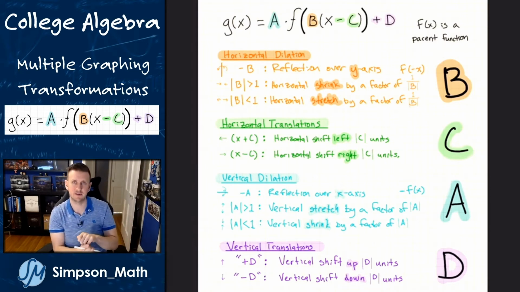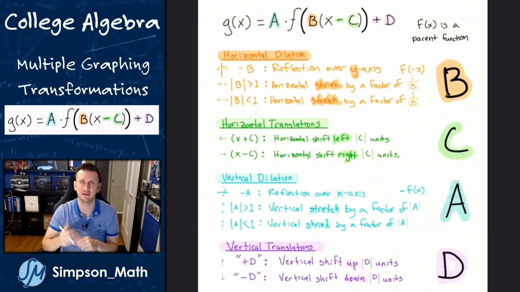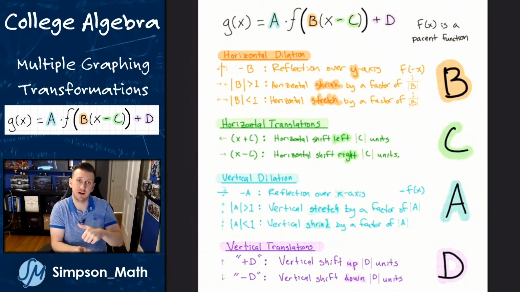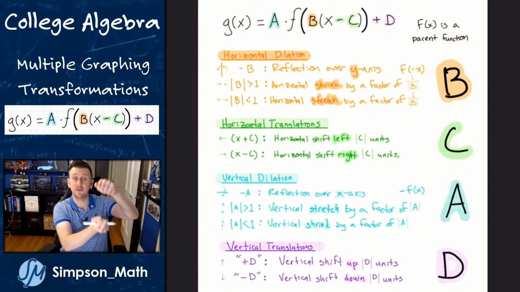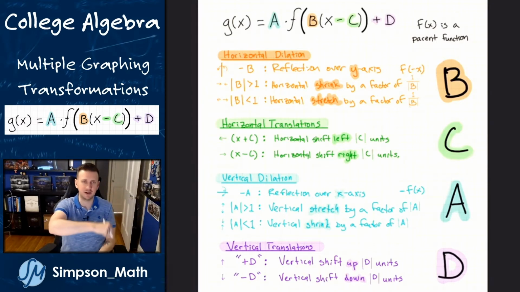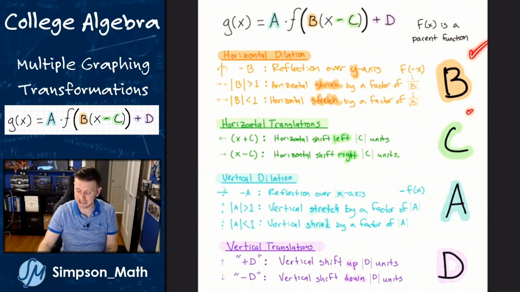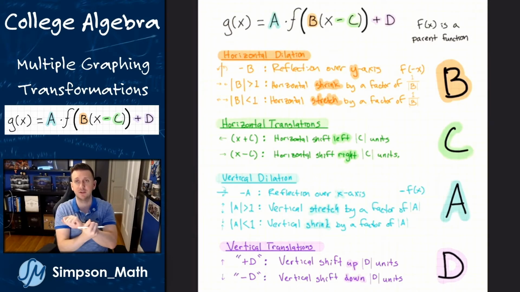away from the x-axis. This really does matter because some students will try to shift up first, and then do a reflection, and they reflect incorrectly because they're doing it in the wrong order. So make sure you always do B, C, A, D, or our stretches and reflections before the shifts.